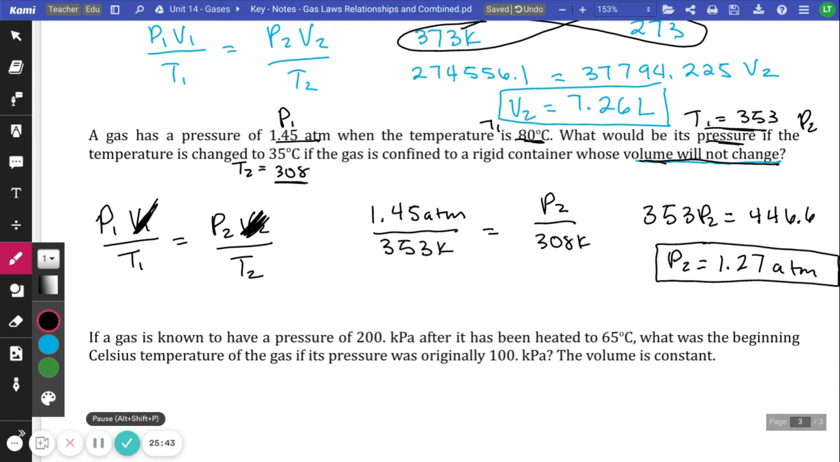Again, remember, if something isn't changing, if it says like temperature's not changing, pressure's not changing, you can just cancel it out of your equation and you don't have to plug it in. And then if you notice, what baby gas law are we using? Well, we're using Gay-Lussac's law. P1 over T1 equals P2 over T2.